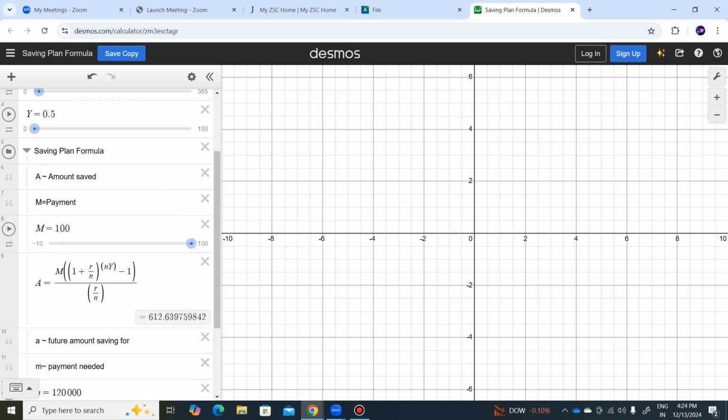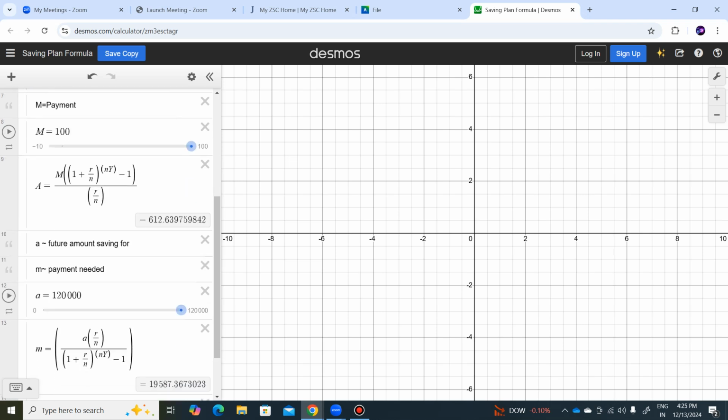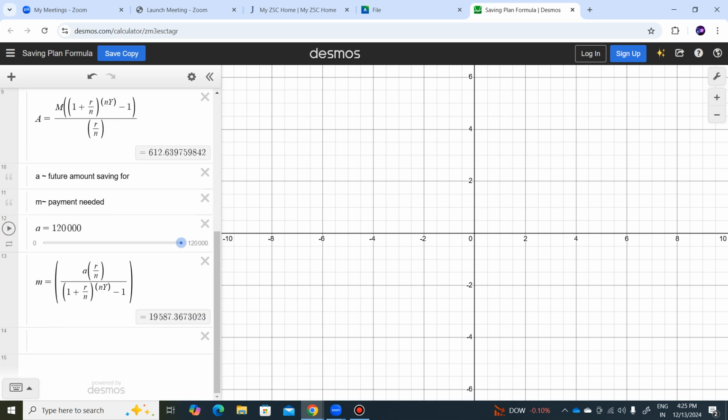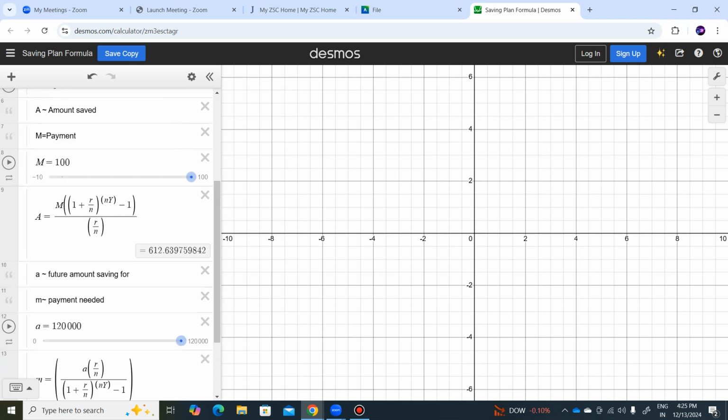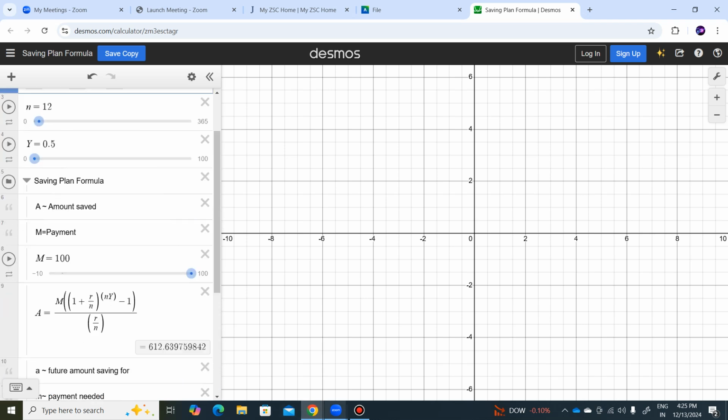Now there are 2 parts to this. The first part is calculating the amount, and so we get 612.64. The second part of this is a different calculator, and this is if you're trying to find the payment needed. We'll get into that when we get to it, but it's on the same page.